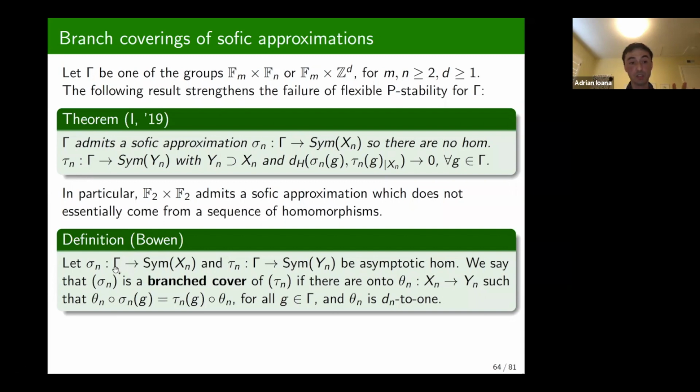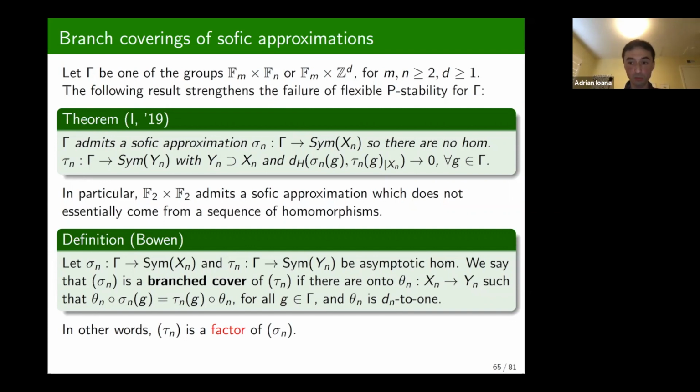So if you have two asymptotic homomorphisms of the same group gamma, sigma n from gamma to the symmetric group of Xn, and tau n from gamma to the symmetric group of Yn, you say that sigma n is a branch cover of tau n if, thinking of Xn as the set above, there is a map theta n from Xn to Yn which is onto, but also dn to 1. So the preimage of every point in Yn has the same cardinality dn. And moreover, you require this map to be gamma equivariant, in the sense that if you apply sigma n upstairs and then project down, you get the same as applying tau n composed with theta n. So for me, this is a notion of a factor map between two asymptotic homomorphisms, and it's a fairly natural notion from this point of view.